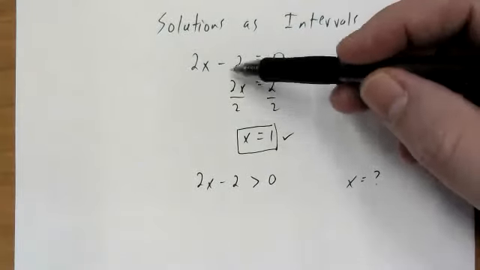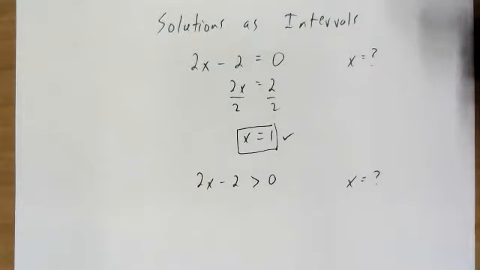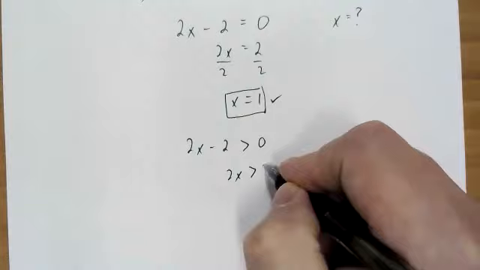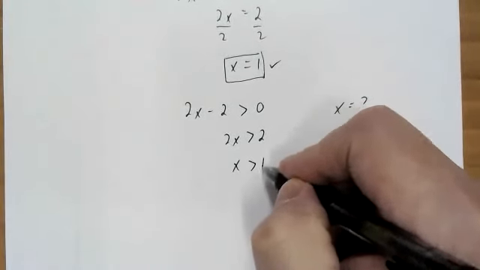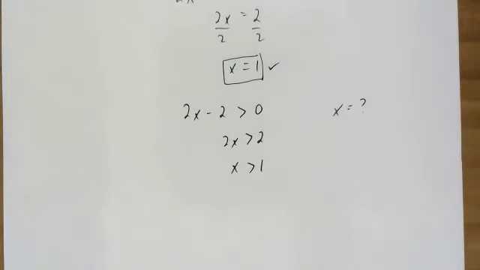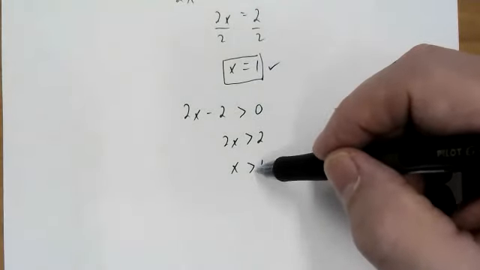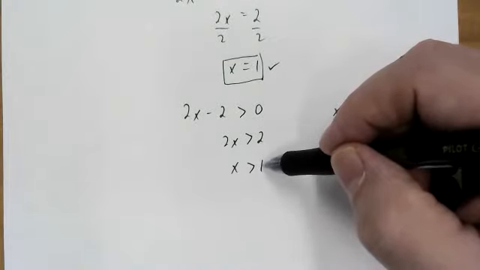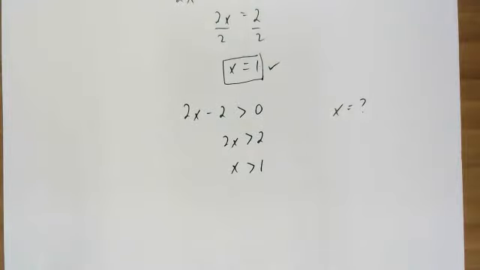Now, hopefully you remember the way we solve inequalities is the same as we solve equations. We try and get x by itself. So I first add 2 to both sides, and then I divide both sides by 2, and here is my solution as an inequality. What this is saying is x is greater than 1. So any value of x which is larger than 1, if I plug it in this inequality, it will be true.